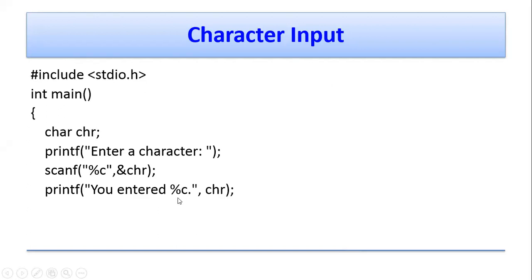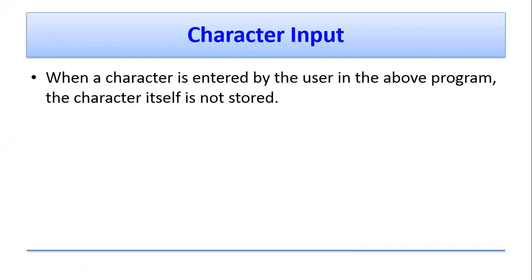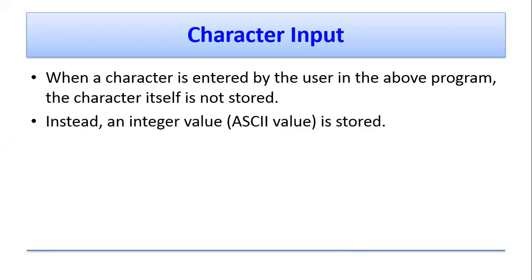Here again we have to specify the output format, right? And then return 0, right? So when a character is entered by the user in the above program, the character itself is not stored. That is, if you enter the character a, the character a is not stored. Instead, the ASCII value of that character is stored.